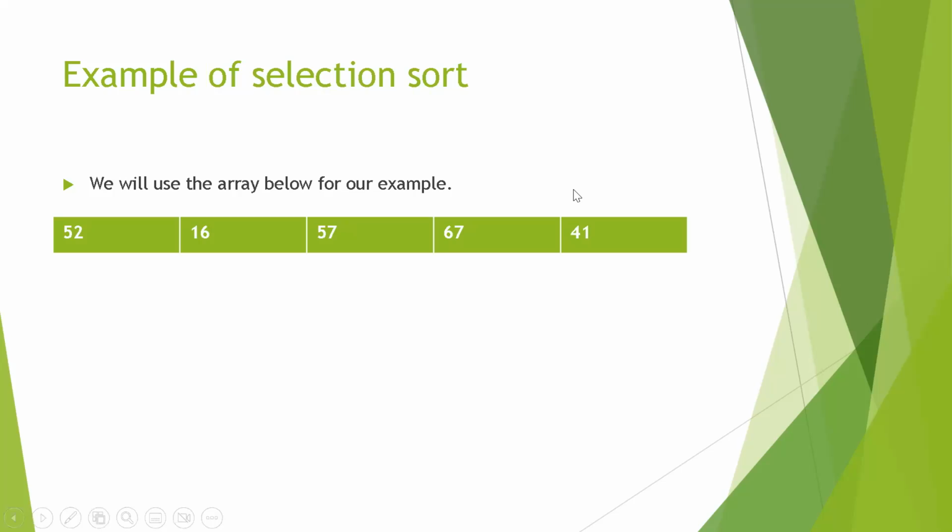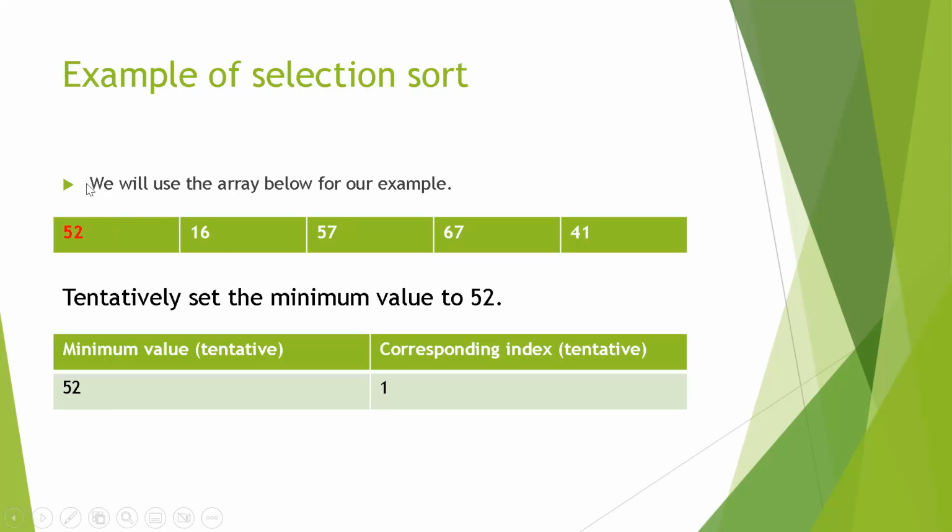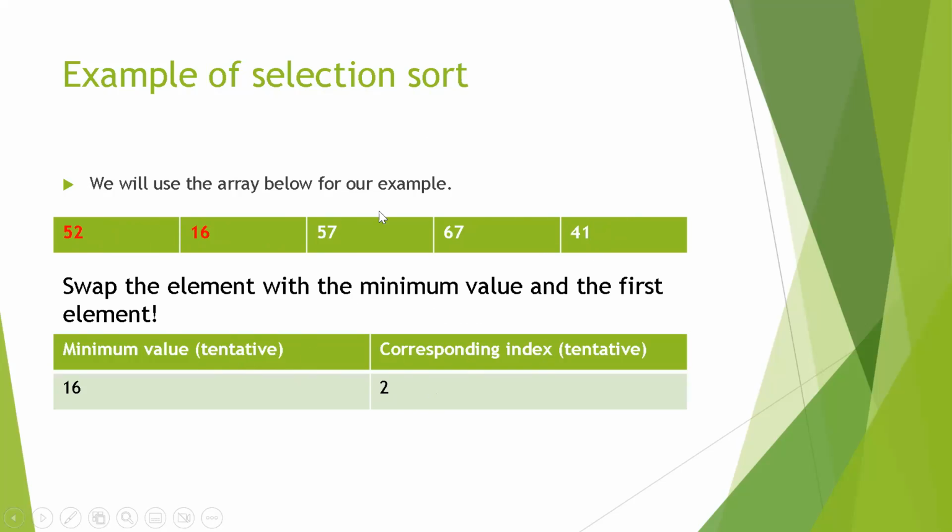Here is an example of selection sort. Note that the numbers are randomly generated. We tentatively set the minimum value to 52 and its corresponding index to 1. Then we update the minimum value since 16 is less than 52. Since 57 is greater than 16, we do not update the minimum value. This continues until we reach the end of the array.